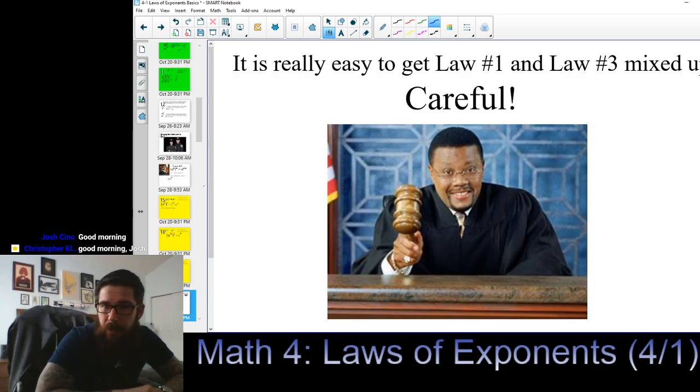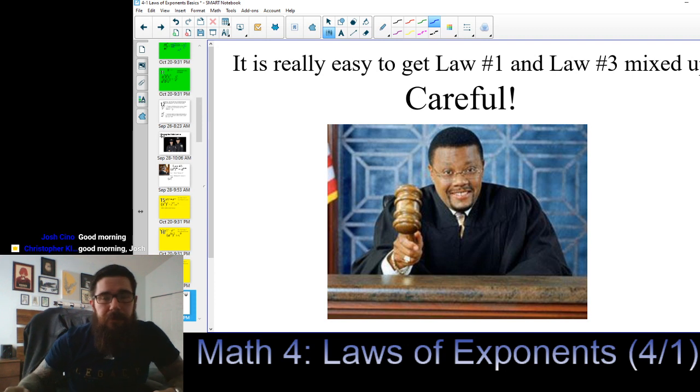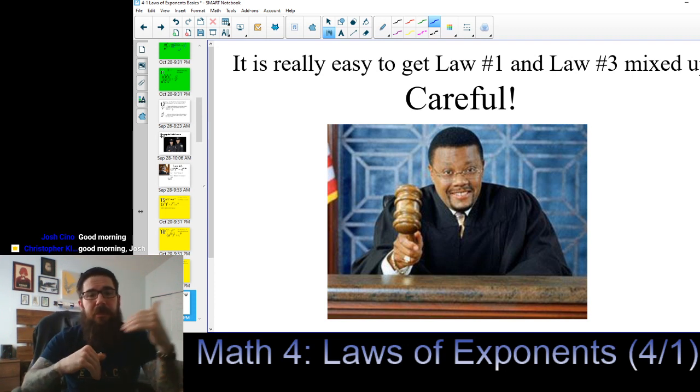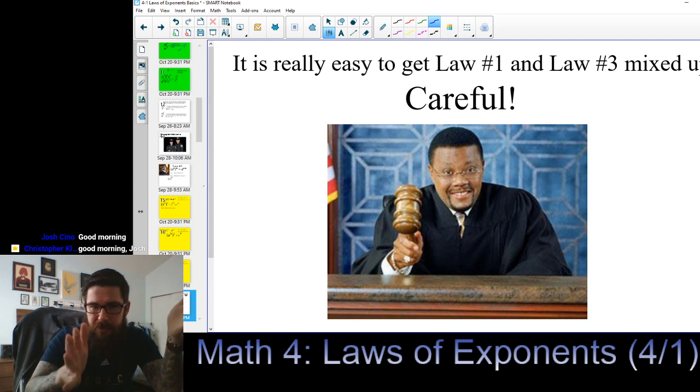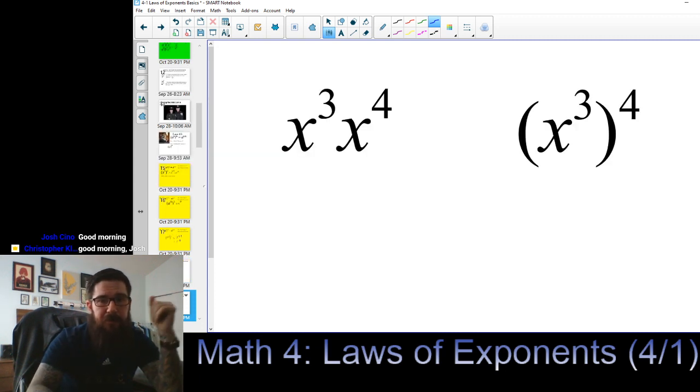People get law 1 and law 3 mixed up because the idea is, are you multiplying the same base? Add the exponents. Do you have multiplication of exponents? People then start to flip around. Okay, wait, am I supposed to add these now? Be careful about the order of these. They do make a difference.